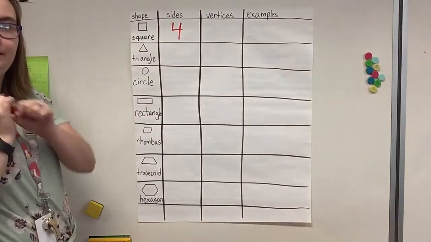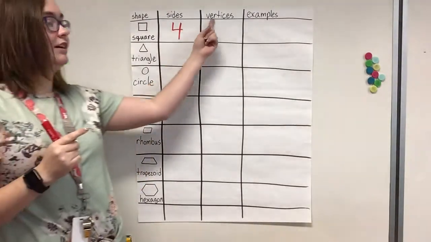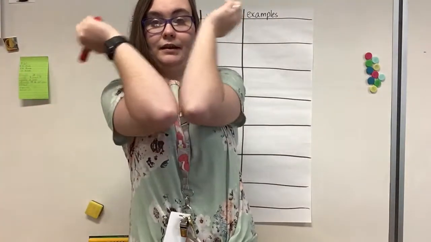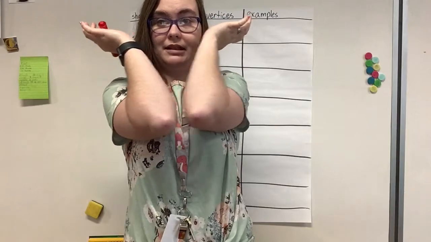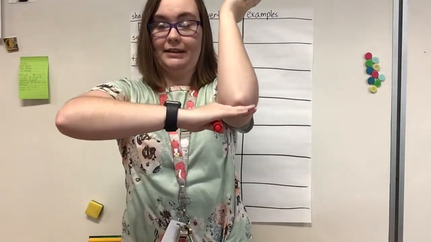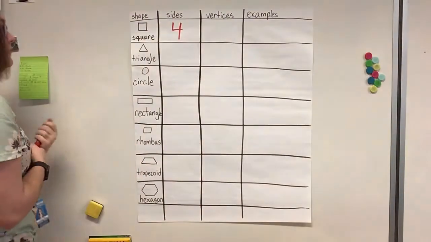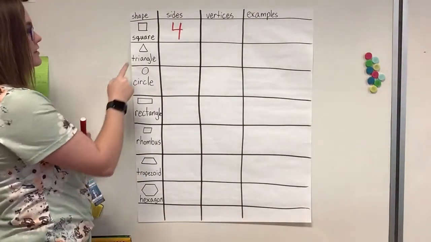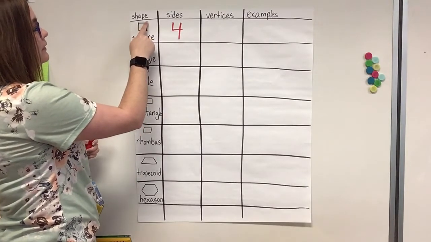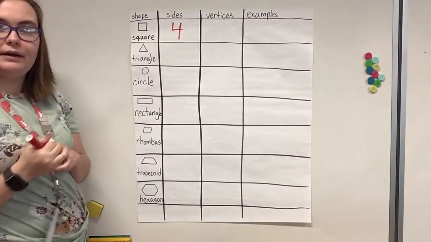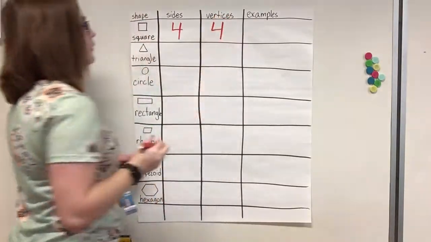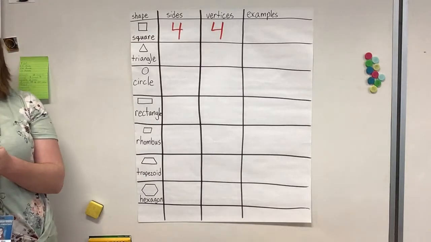4. Okay, next is vertices. Can you put your elbows together? The vertice would be where your elbows come together. It is where two sides touch. That is a vertice. Let's count how many vertices a square has. 1, 2, 3, 4. Good job. So, a square has 4 sides and 4 vertices.